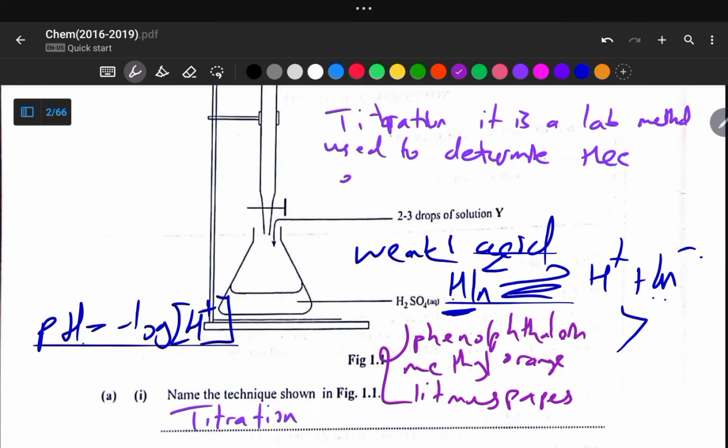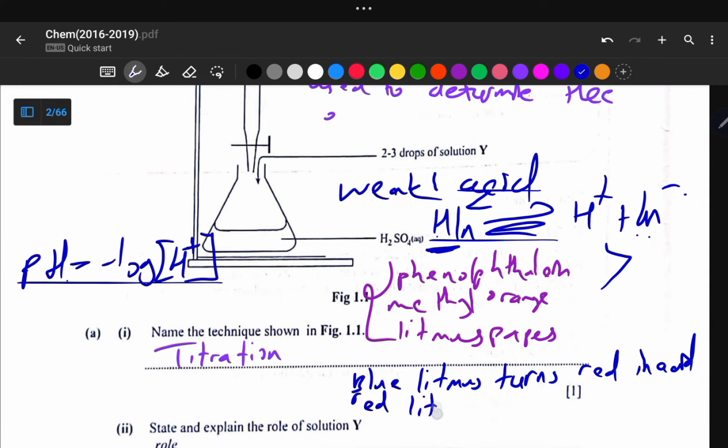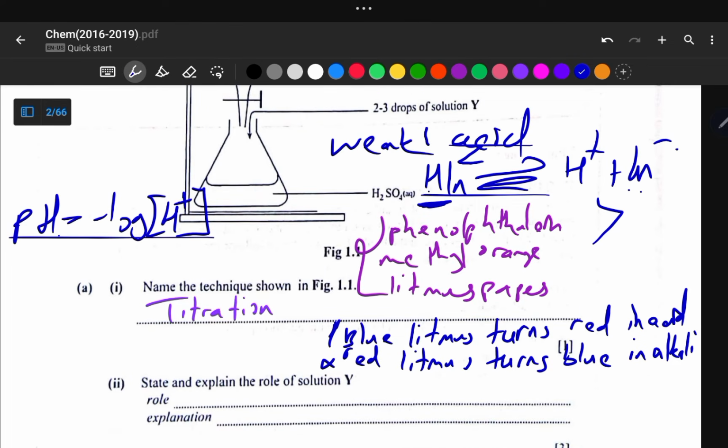So for the litmus, we have got blue litmus, which turns red in acid, right? And then red litmus, which turns blue in alkali or base, right? So you should also know these two colors. So litmus paper is mainly used when dealing with gaseous phase, right?